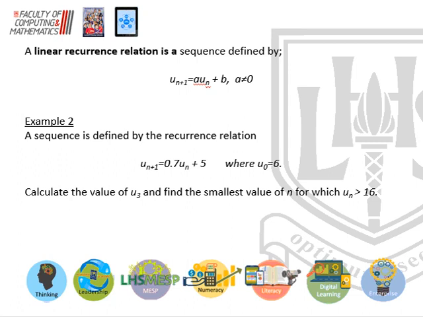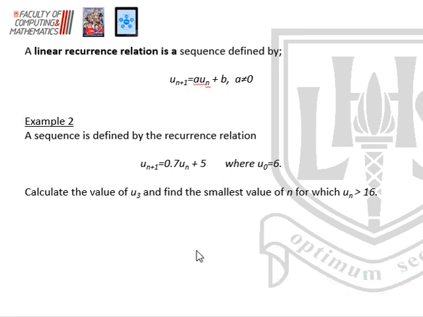Okay, now lastly, we're not looking at it in context here. Looking at just being given a reconciliation, Un plus 1 is equal to 0.7 Un plus 5, with U naught equal to 6. We've been asked to calculate the value of U3, so prove that you can work a reconciliation, and then find the smallest value of n for which Un is greater than 16. So firstly, we've got a reconciliation there. It's telling us that U naught is equal to 6. So U1 is going to be 0.7 times 6, add 5.